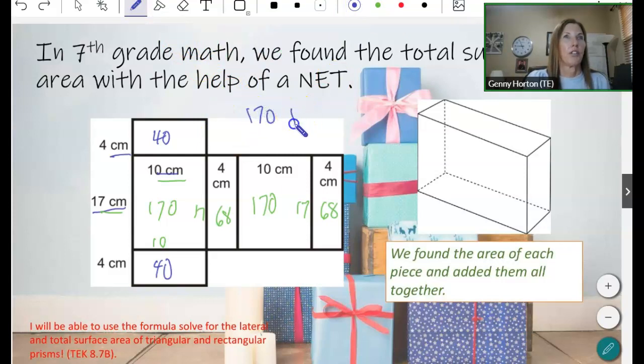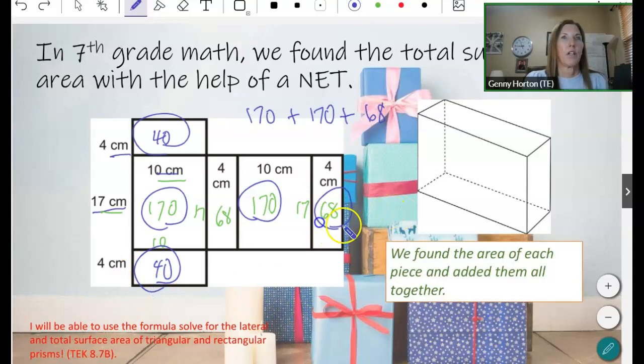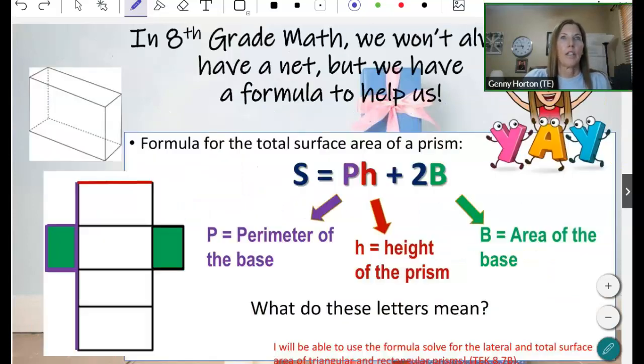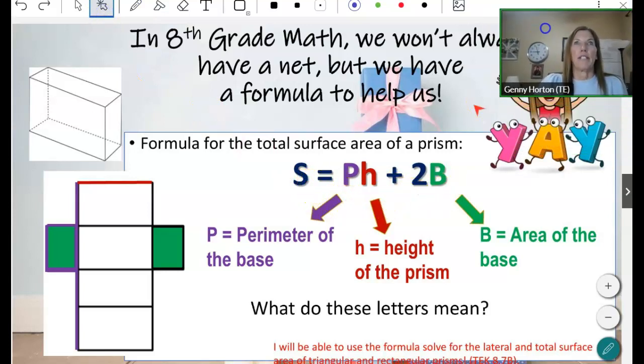In 8th grade math, you're going to use a formula. I'm not going to actually go through and add this all up, but you can certainly give that a shot. So there's 2 170s, 2 68s, and 2 40s. Add those all together and it gives you the total surface area. All right, so in 8th grade math, we are using this formula.